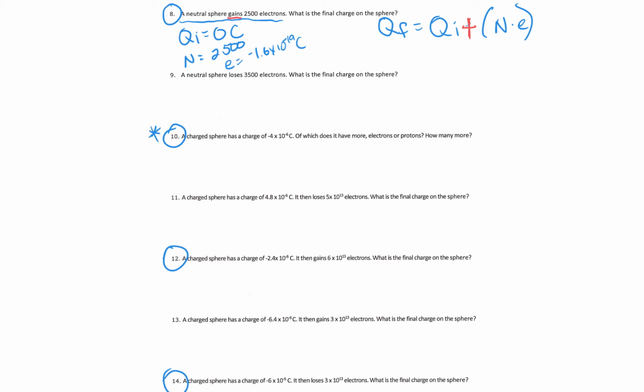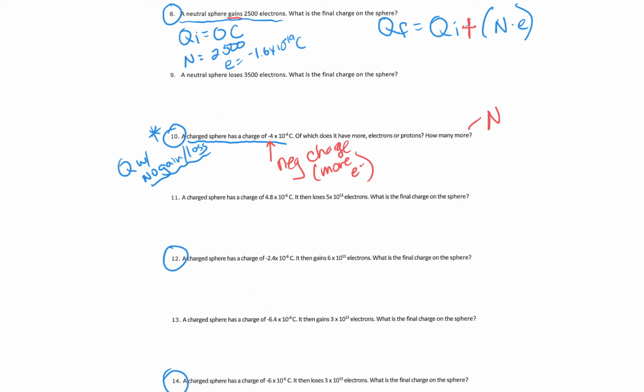So this problem is not a gain or loss. This just has a charge on it. It's a Q with no gain or loss. The question is, how many particles does it have? Does it have more electrons or more protons? The first step you ask yourself is it more electrons or more protons? And you notice right here that there's a negative sign in front of that charge. Negative charge means it has more electrons. How many? Well, really, we're calculating N.